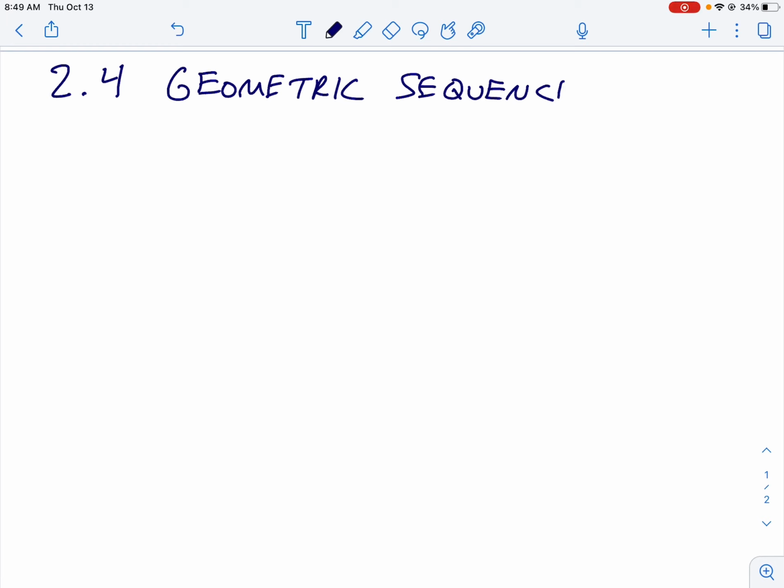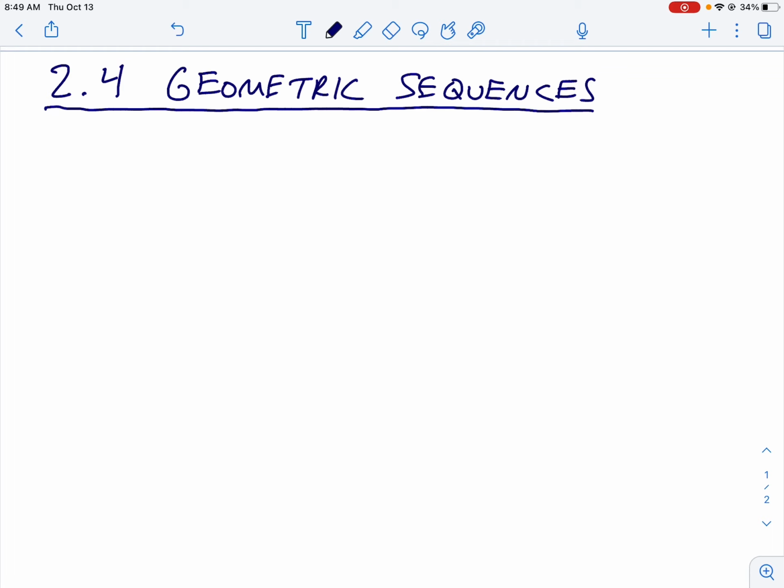All right. So here we've got geometric sequences. You've seen them already. We just haven't called them this yet. These types of sequences will have their own rules, just like arithmetic had their own rules.